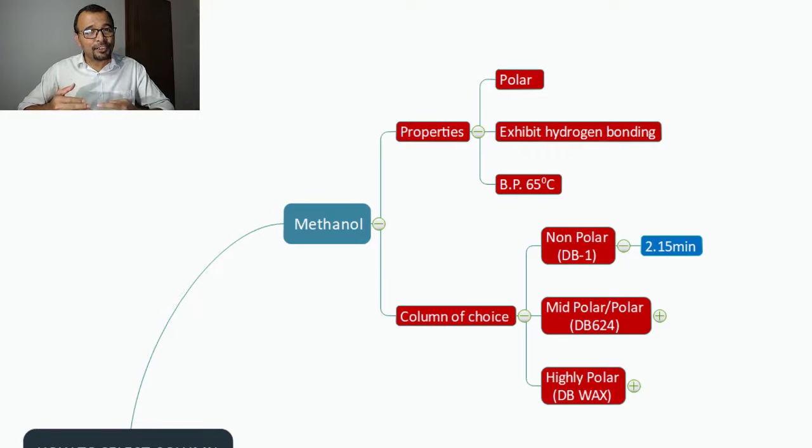It has a capacity to develop a hydrogen bonding with another compound. So in case your compound, like methanol, has a capacity to develop a hydrogen bond, it has a capacity to build the dipole-dipole interaction. Can you see that the methanol will have better chances of interaction with the cyanopropyl phenyl group of the DB624 stationary phase? Of course, right?